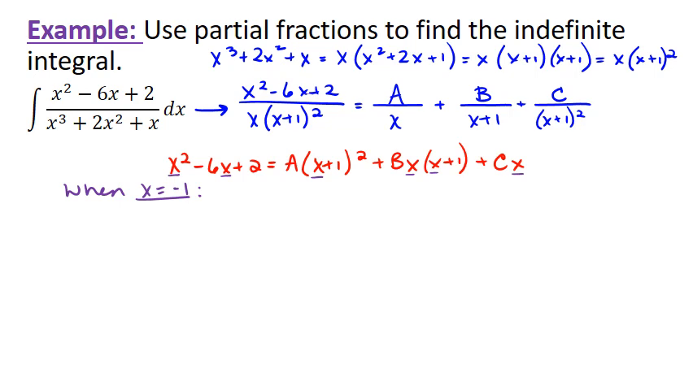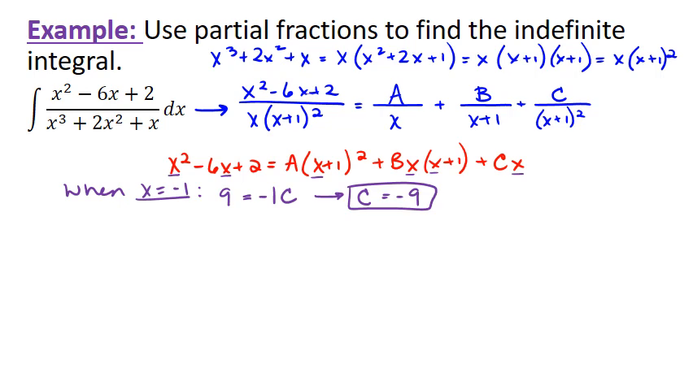So when I do that, I end up getting 9 on the left-hand side. And you can go ahead and check that. If I plug a -1 in here, this all goes away. If I plug a -1 in here, this all goes away. So I'm going to plug it in here, and I end up with 9 is equal to -1c, which tells me that c is equal to -9.